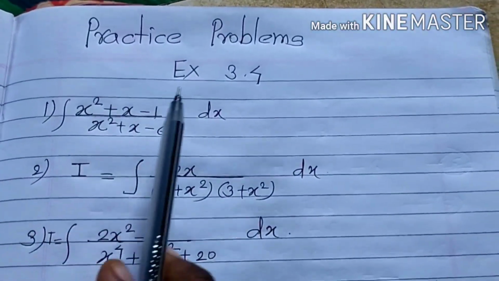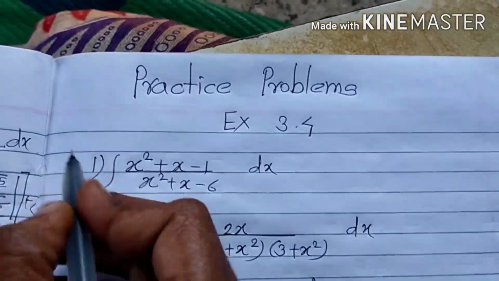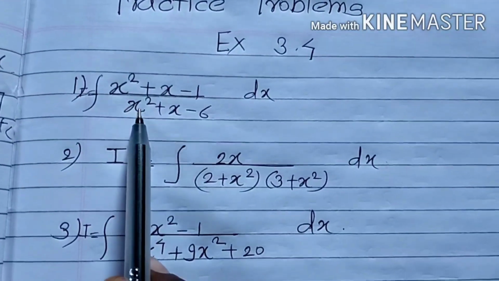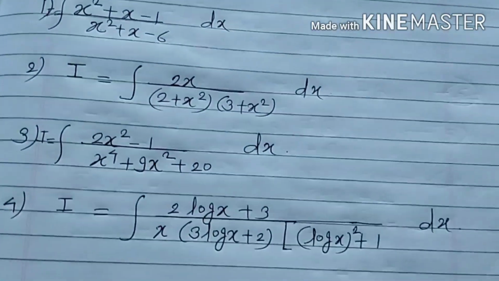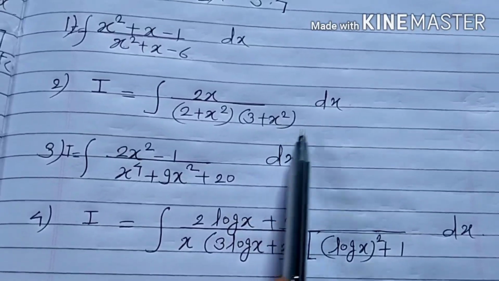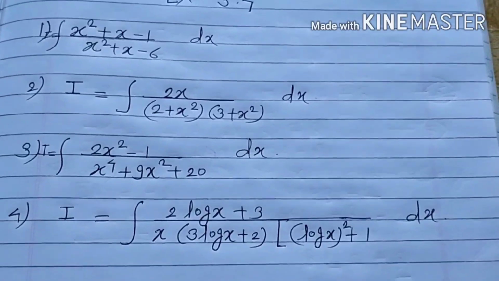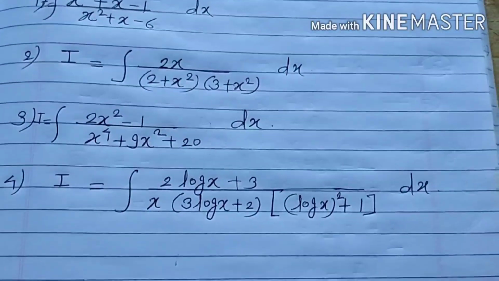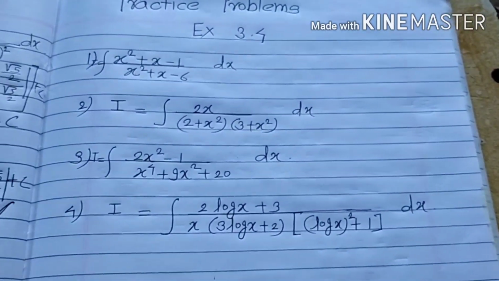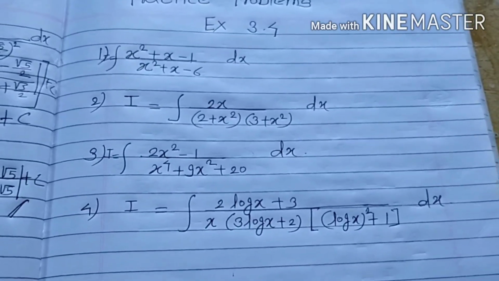Now there are some practice problems from exercise 3.4 which you have to solve. Our first problem is I is equal to the integration of x square plus x minus 1 upon x square plus x minus 6 dx. Second, 2x upon 2 plus x square into 3 plus x square dx. And third, and fourth, here you have to substitute log x equal to t, so you get your answer.